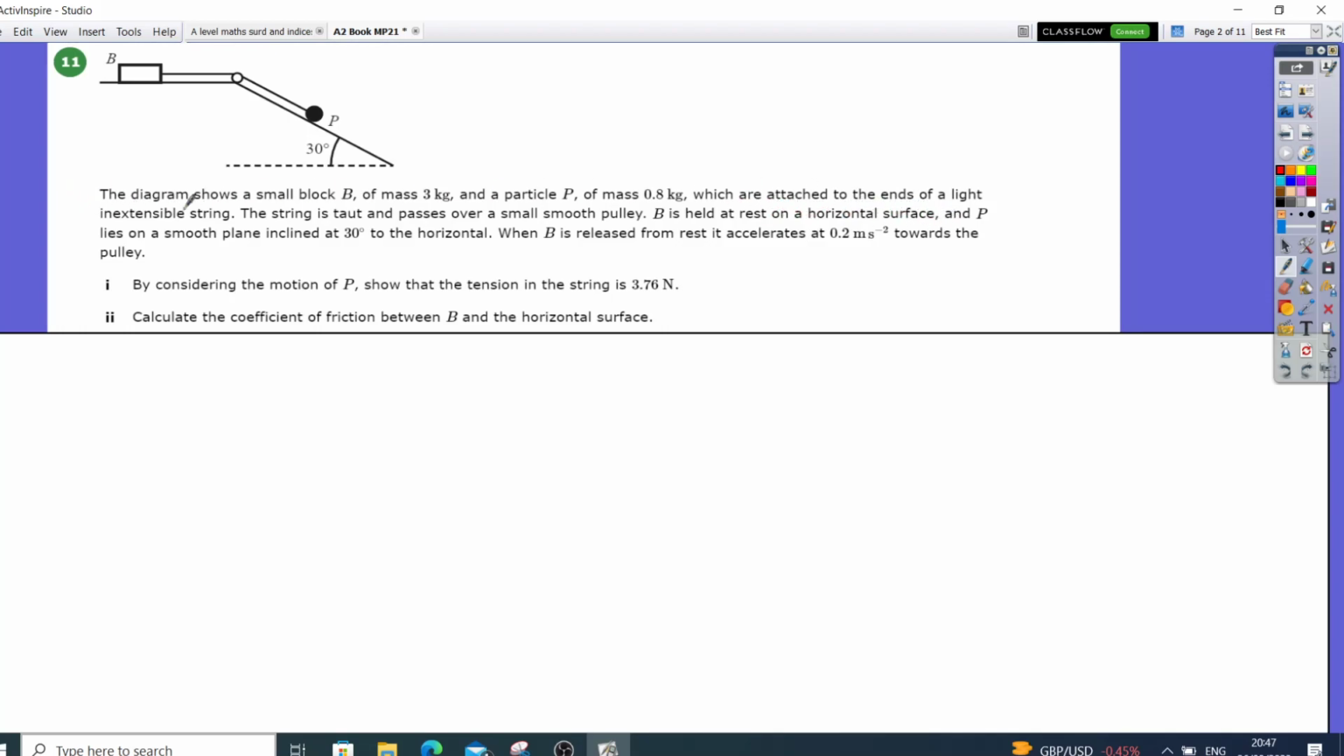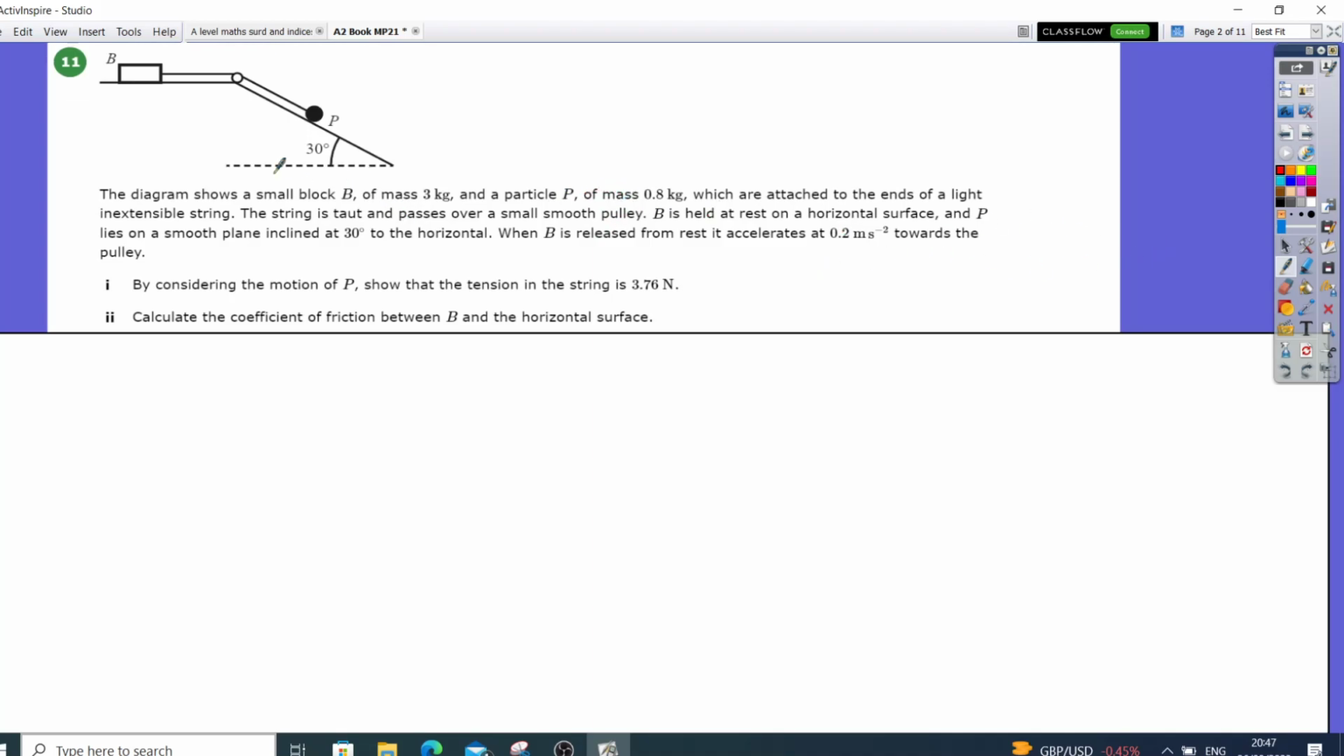And P lies on a smooth plane inclined at 30 degrees to the horizontal. When B is released from rest, it accelerates at 0.2 meters per second squared towards the pulley. Right, let's have a quick go at this then.